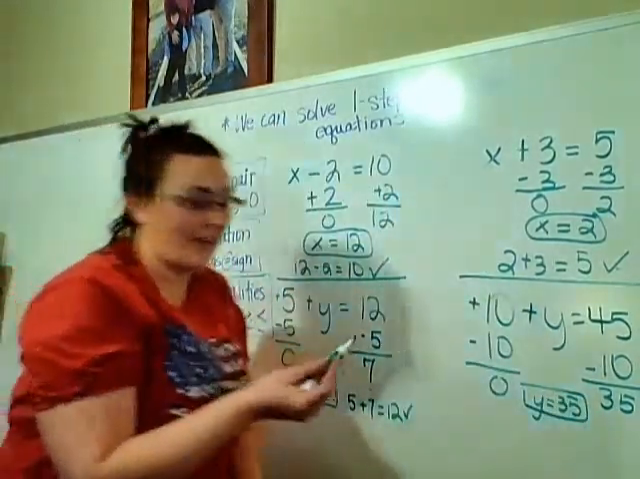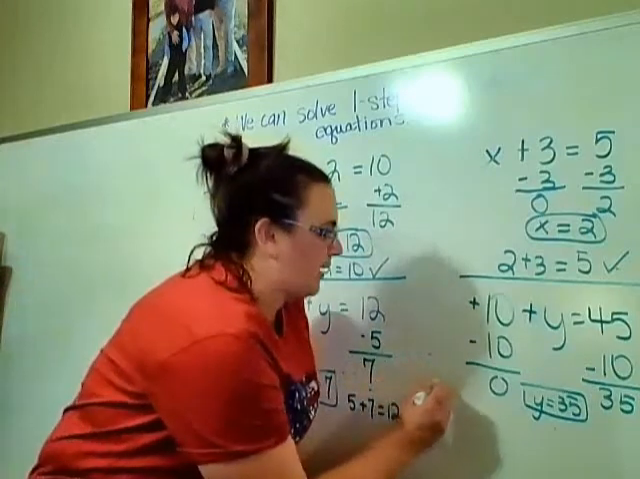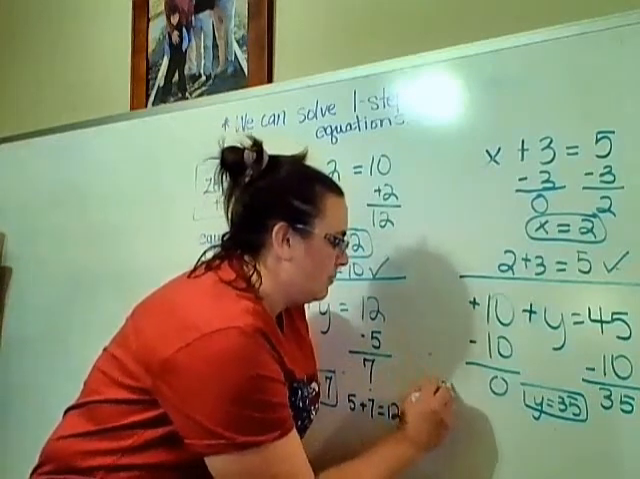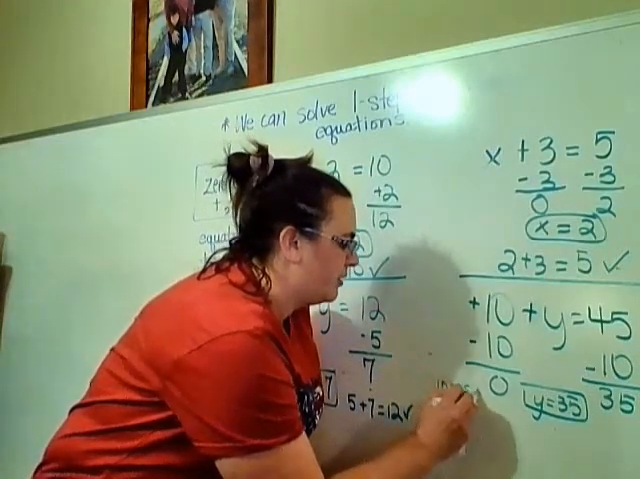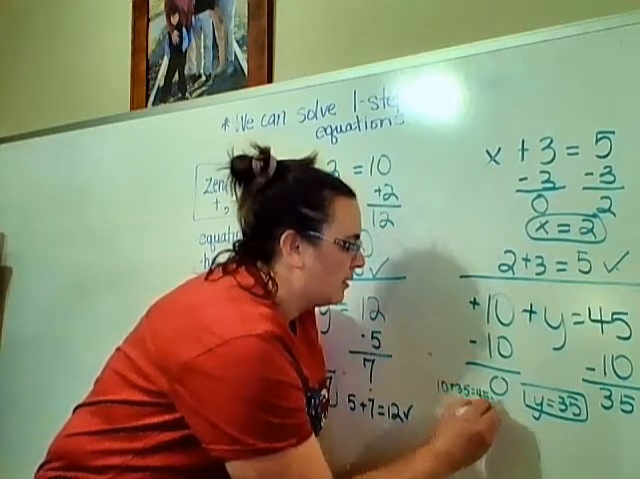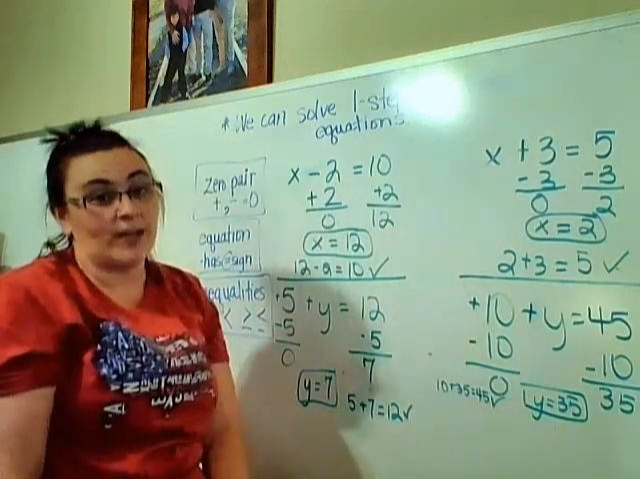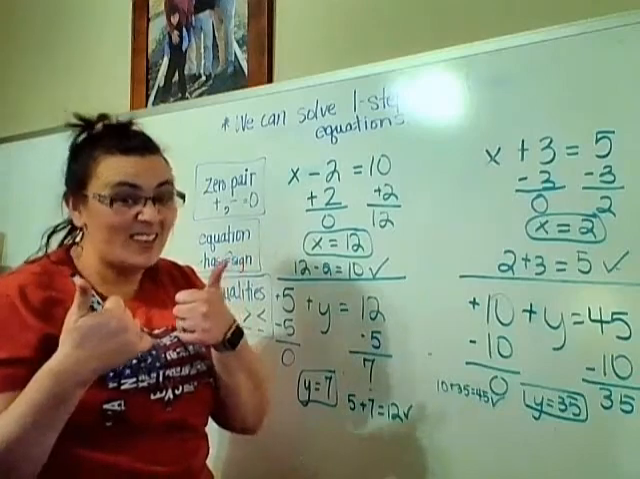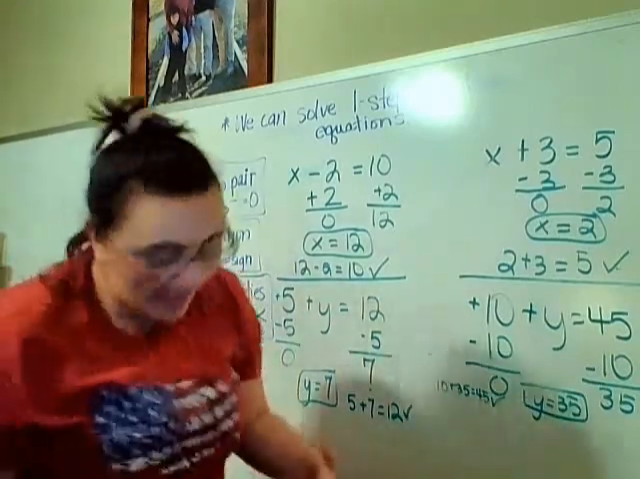And that's going to be the answer. I can check that now. And I'm going to check it right here. So 10 plus 35 is indeed 45. Isn't that nice? Okay, so that's adding and subtracting.